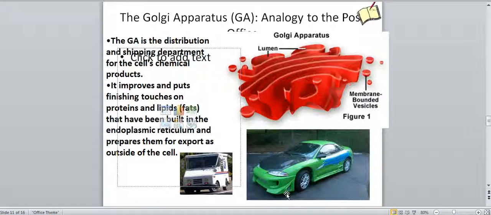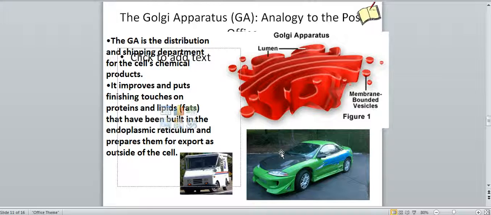The Golgi apparatus is basically a place where proteins are modified. Once they're modified at the Golgi apparatus, then they're shipped out to wherever they need to go. So in the city, something comparable could be maybe the post office, and that's why I have a picture of a post office truck there, or maybe an auto shop that modifies cars to make them run faster.